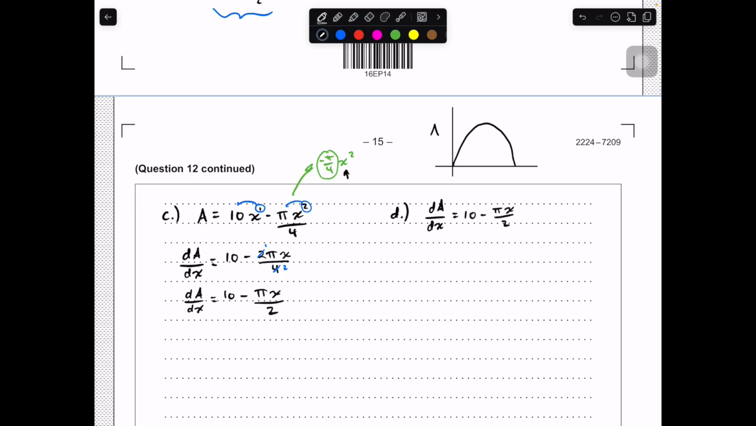And so we have area as a function of x. And if this is our function, area as a function of x, we could plot this, as we just said. We could plot this into the calculator and find the maximum. But how can we use the derivative to find the maximum?